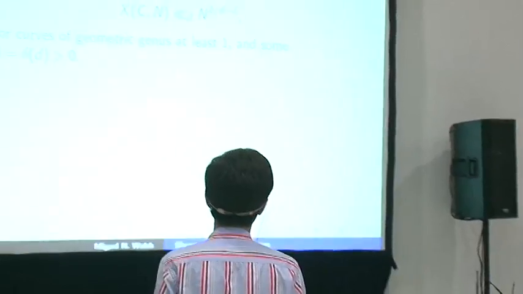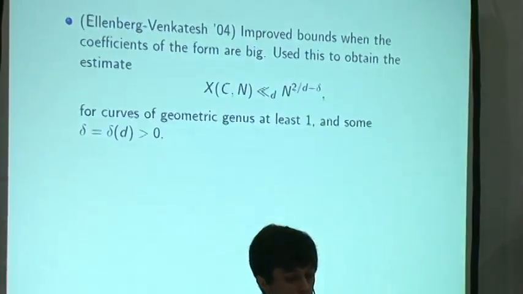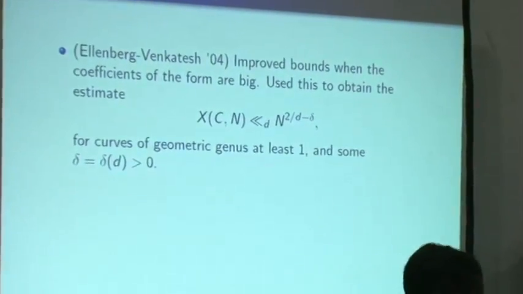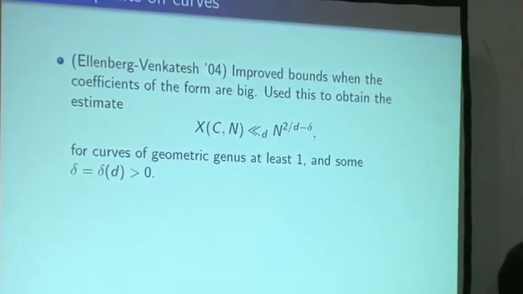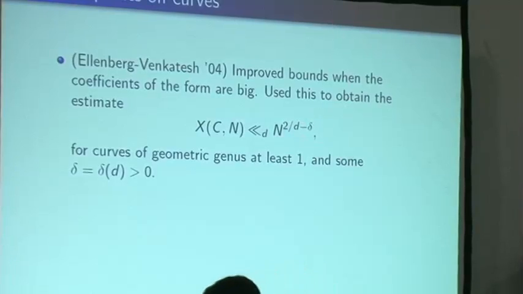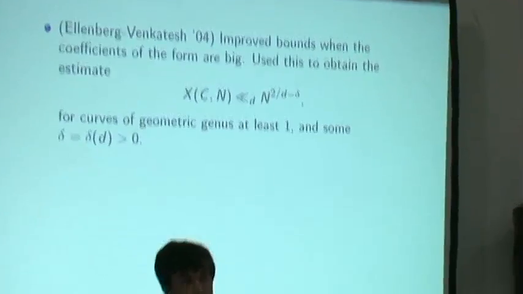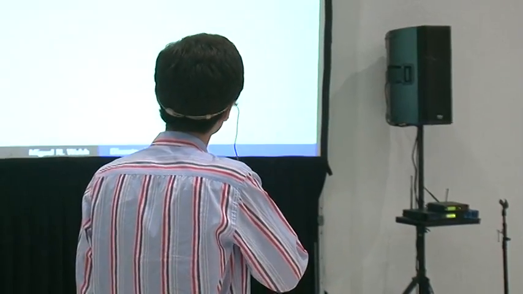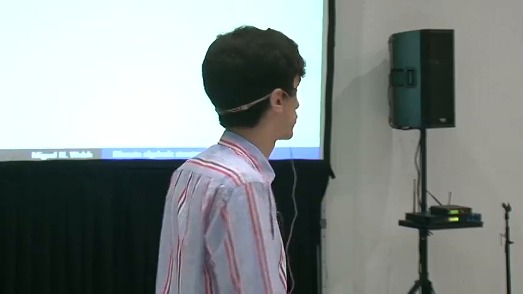So in fact, Ellenberg and Venkatesh show that you have a bound that improves the larger these coefficients are. And they use this result to obtain an estimate that saves a power for curves of geometric genus at least 1. I was saying before, if the genus is 0, that's the worst case, but if the genus is positive, then you expect fewer points. And in fact, Ellenberg and Venkatesh show that you have a saving of this kind. Knowing how far you can go, one may expect that if genus is at least 2, you can get a logarithmic bound, so maybe we're very far from the truth.